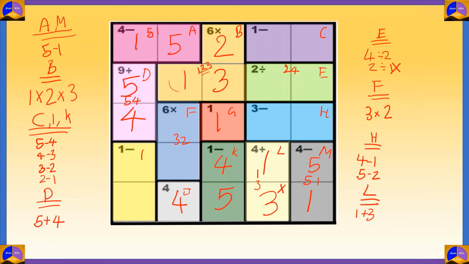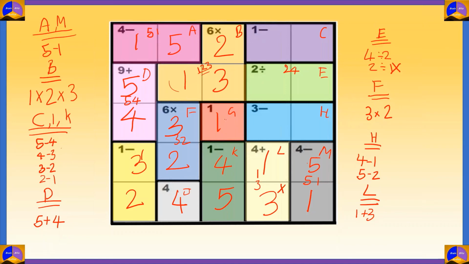Now for completing this row, 1, 3, 4 and 5 came, so the remaining number is 2. And for completing that column, here it is 3. Now for completing this row, 1 came over here, 3 came over here, 4 came, 5 came. The remaining number is 2. 2 will come over here and 3 will go over here.